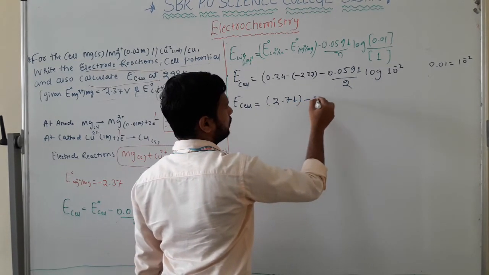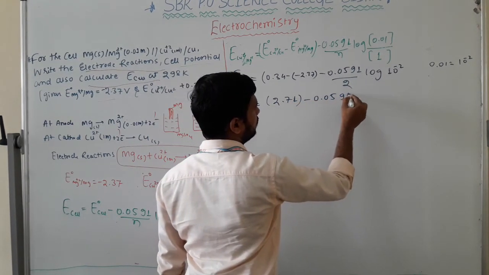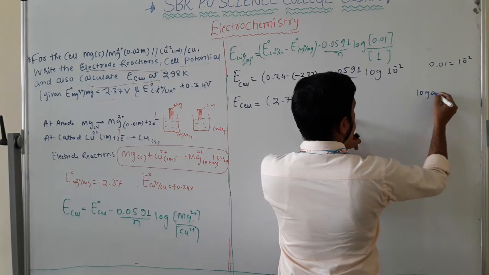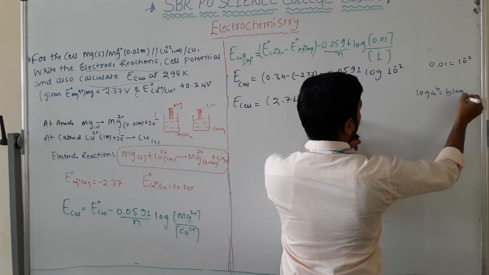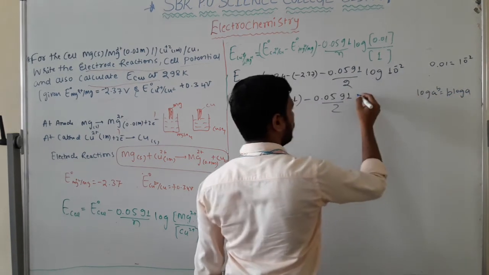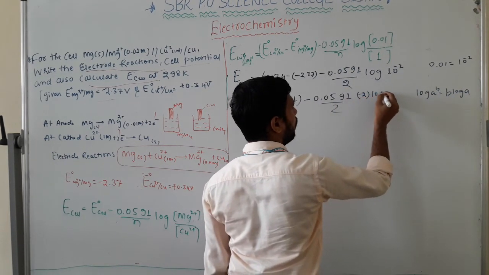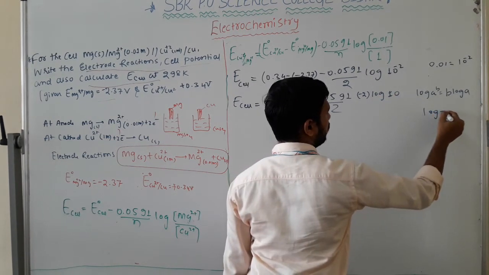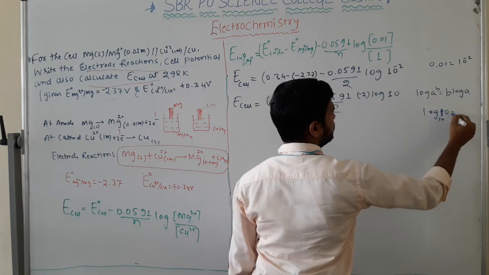2.71 minus 0.0591 divided by 2. This is a form of log A power B, which I can write as B log A. So I am writing here minus 2 log 10. Log 10 value is how much? Log 10 base 10 is 1.